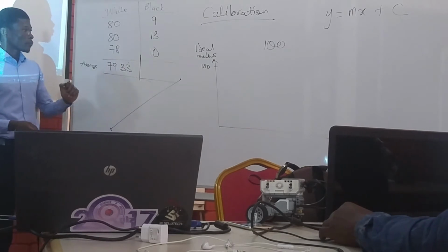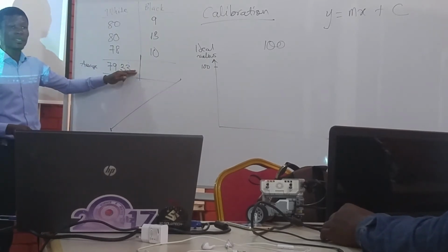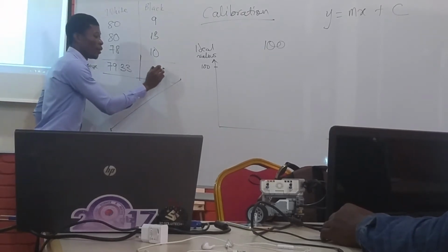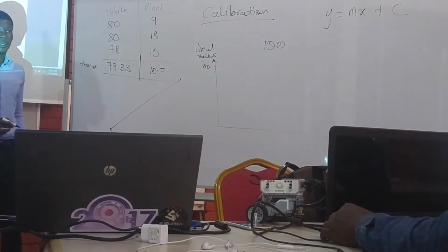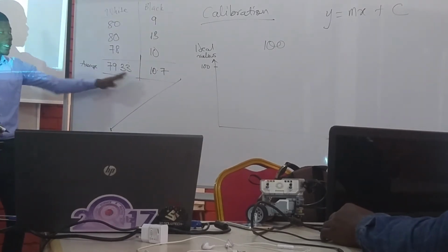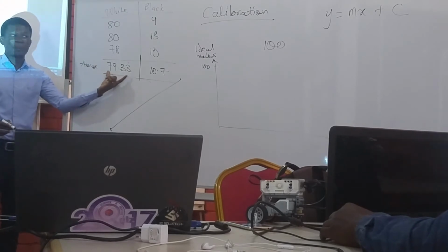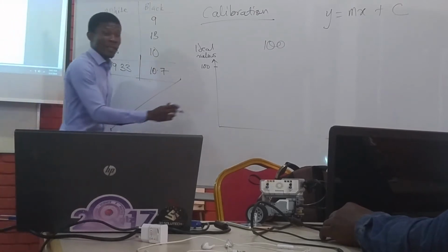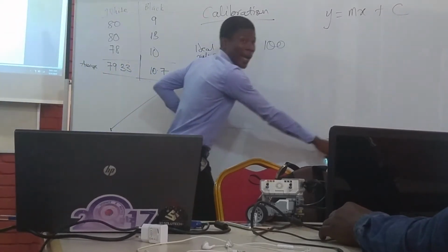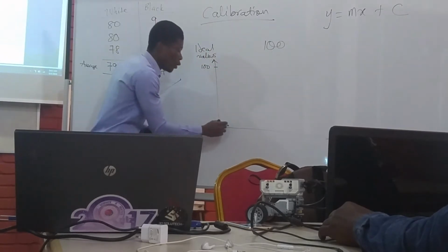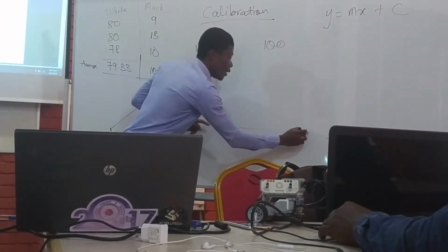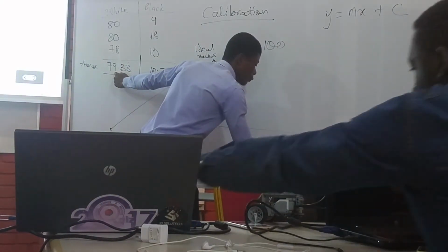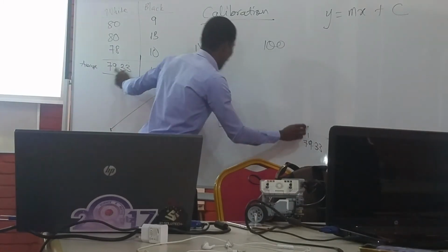Okay, so this is the average value for white, and what would be the average value for black? 10.7. So ideally, this is how our robot is seeing white, or the reflection it is getting for white, and the reflection it is getting for what? For black. So I can plot my light sensor's behavior against my expected behavior and say that when I expected 100, my light sensor recorded what? 79.133.